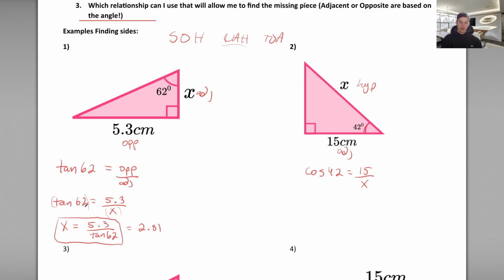So we can do the same thing for this question. We can do the cross multiplication. X equals 15 divided by the cosine of 42. Like, setting up the relationship is the hardest part. After that, it's just doing some manipulation, which we already learned. Okay, so that would be a very good answer. So 15 divided by cosine of 42 equals 20.2 in case you were wondering.